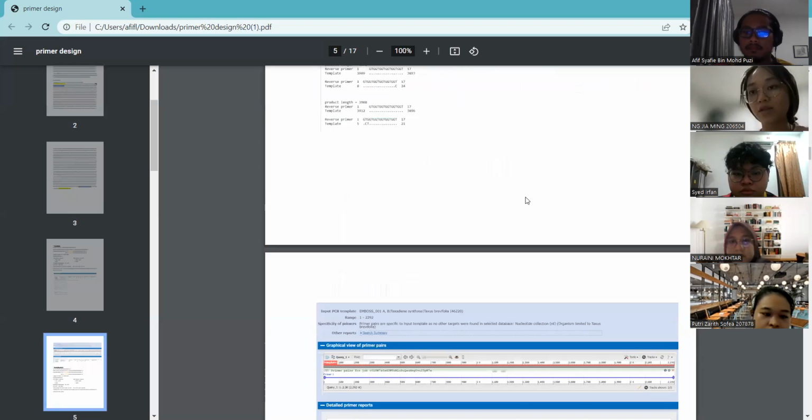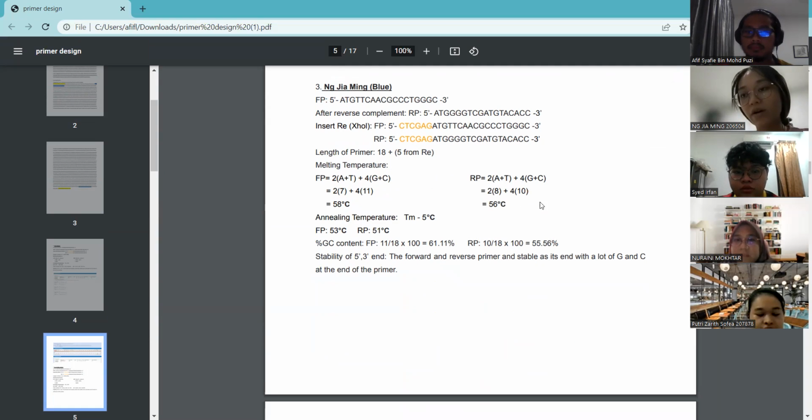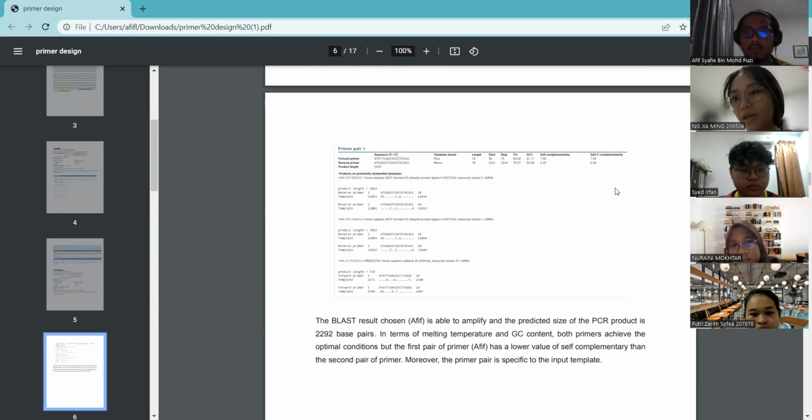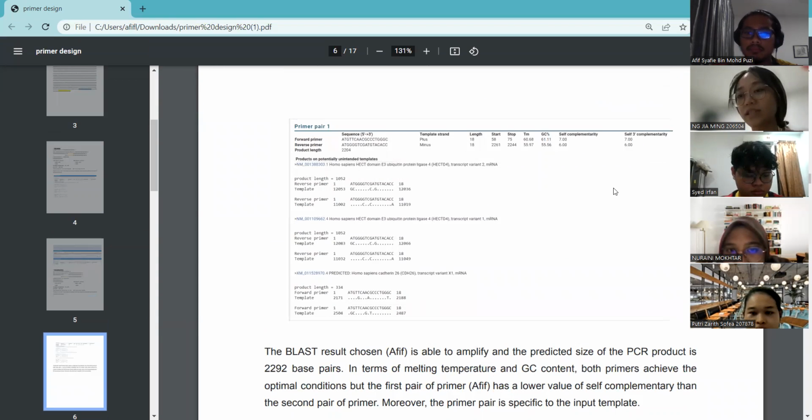Okay, we proceed to the next one, which is in blue color. For this one, we followed the same steps as just now. The melting temperature, annealing temperature, and percentage of GC content are optimum as well. For the stability, we found that it is also stable because it ends with a lot of G and C. But after we ran Primer-BLAST, down a bit, Afif, we found that the self-complementarity values are quite high, which are 7 and 6.